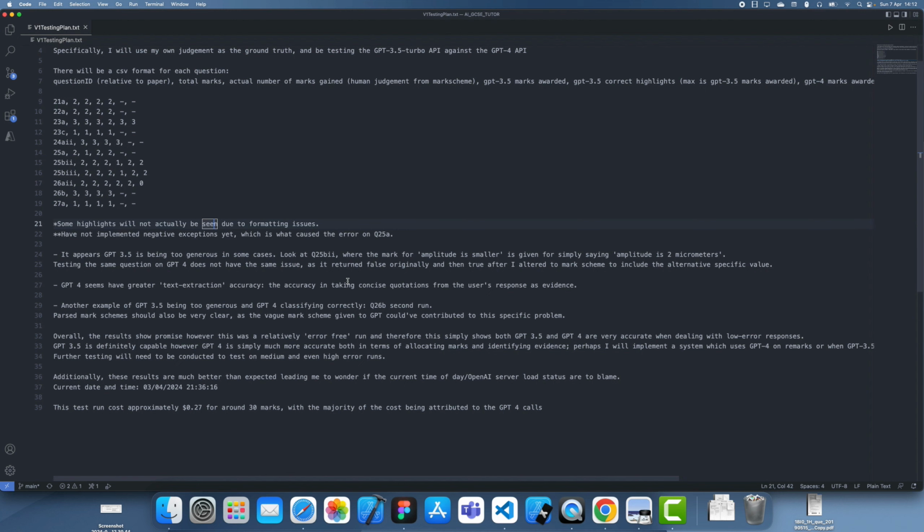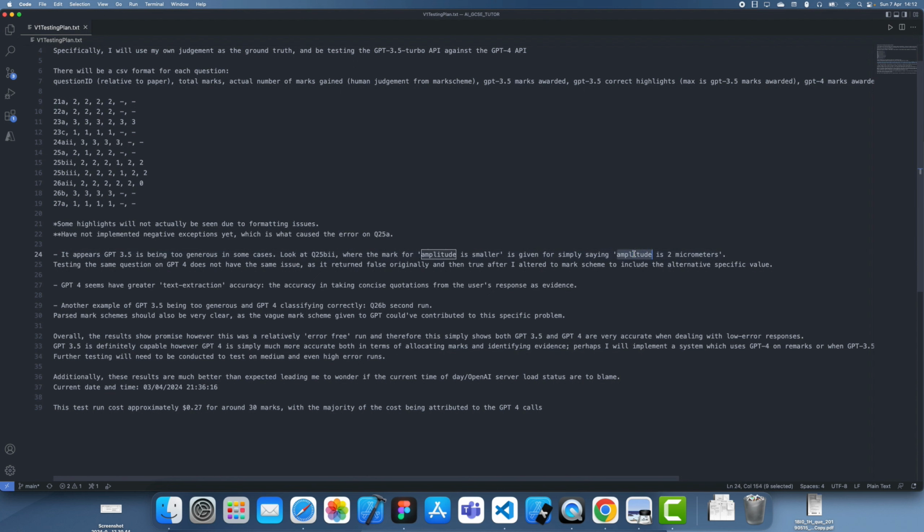It's not really GPT-3 itself, but I think it's the format it returns in. Sometimes it doesn't return it as an exact quotation, which means I can't actually locate it in a student's answer. So that shouldn't be too hard to fix. Sometimes GPT 3.5 was being a bit too generous. Like if it says the amplitude is smaller and you wrote amplitude 2 micrometers, I suppose it's trained to think 2 micrometers is really small, so it kind of equates these two, even though that's not specifically what we're looking for.